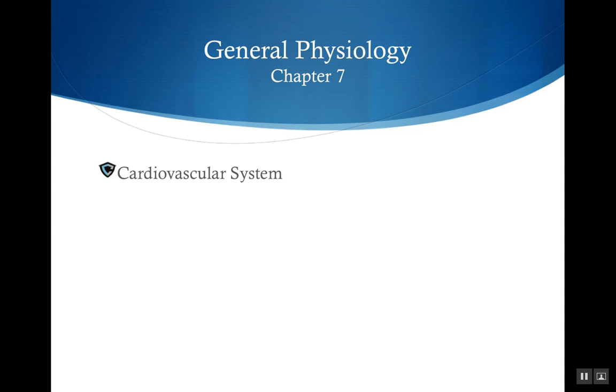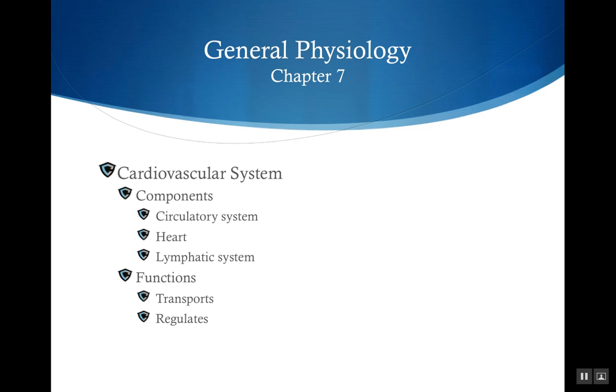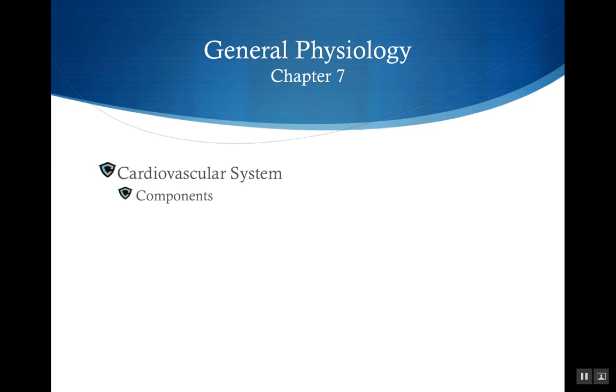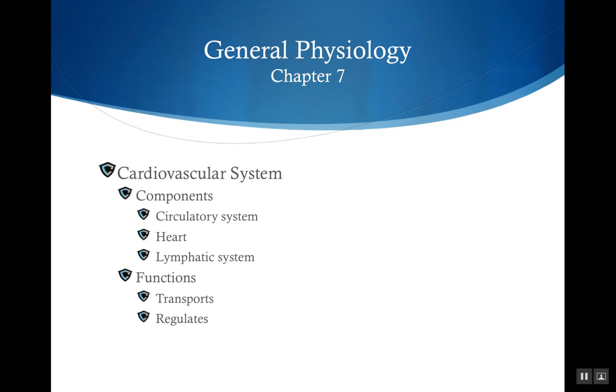All right, so next we're going to discuss the cardiovascular system. The components of the cardiovascular system include the arteries, the veins, and the capillaries. It includes the heart, and it also includes the lymphatic system, which we're going to discuss in more detail later. The cardiovascular system transports oxygen and nutrients to the body cells. It transports carbon dioxide and waste products from the body cells. And it's also responsible for transporting hormones and antibodies throughout the body.